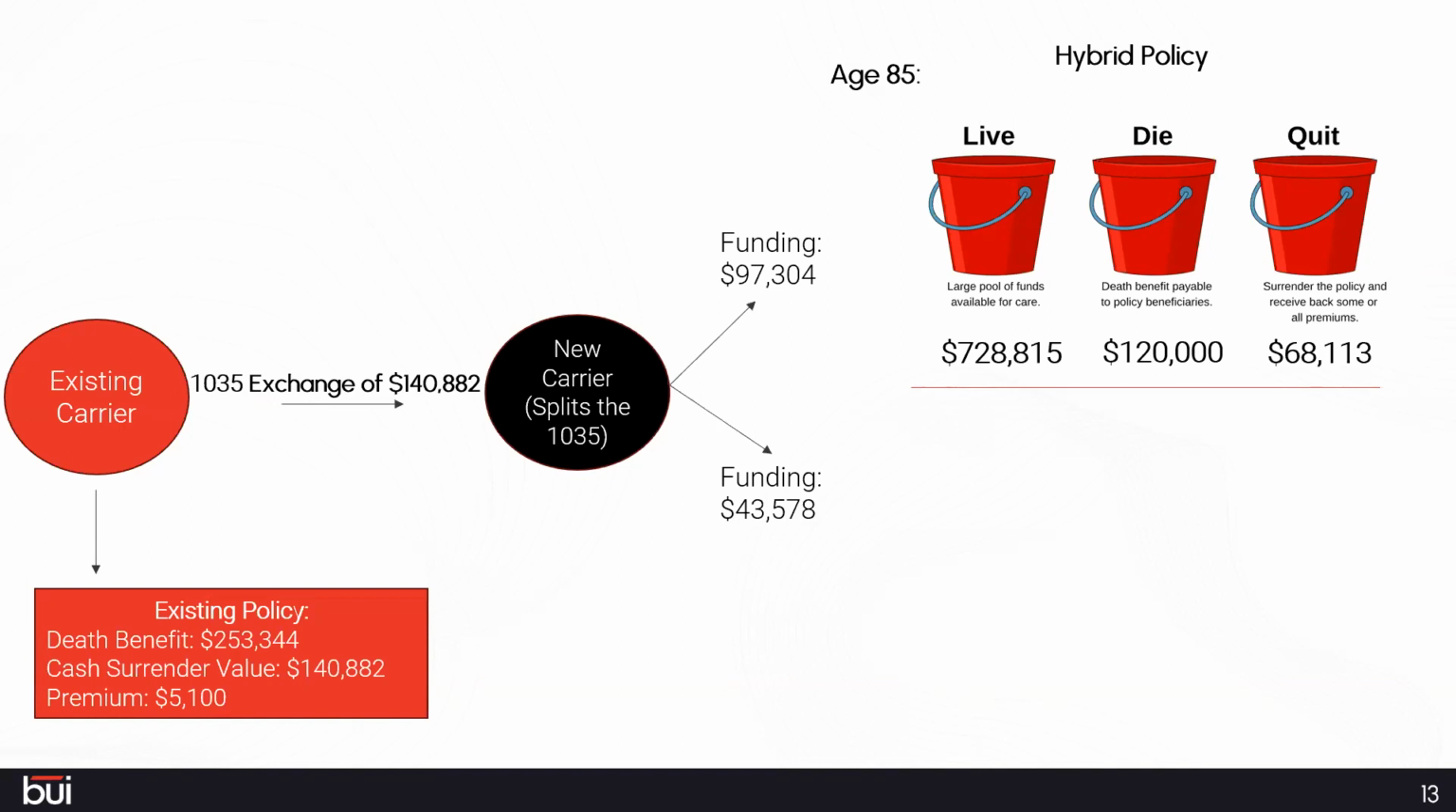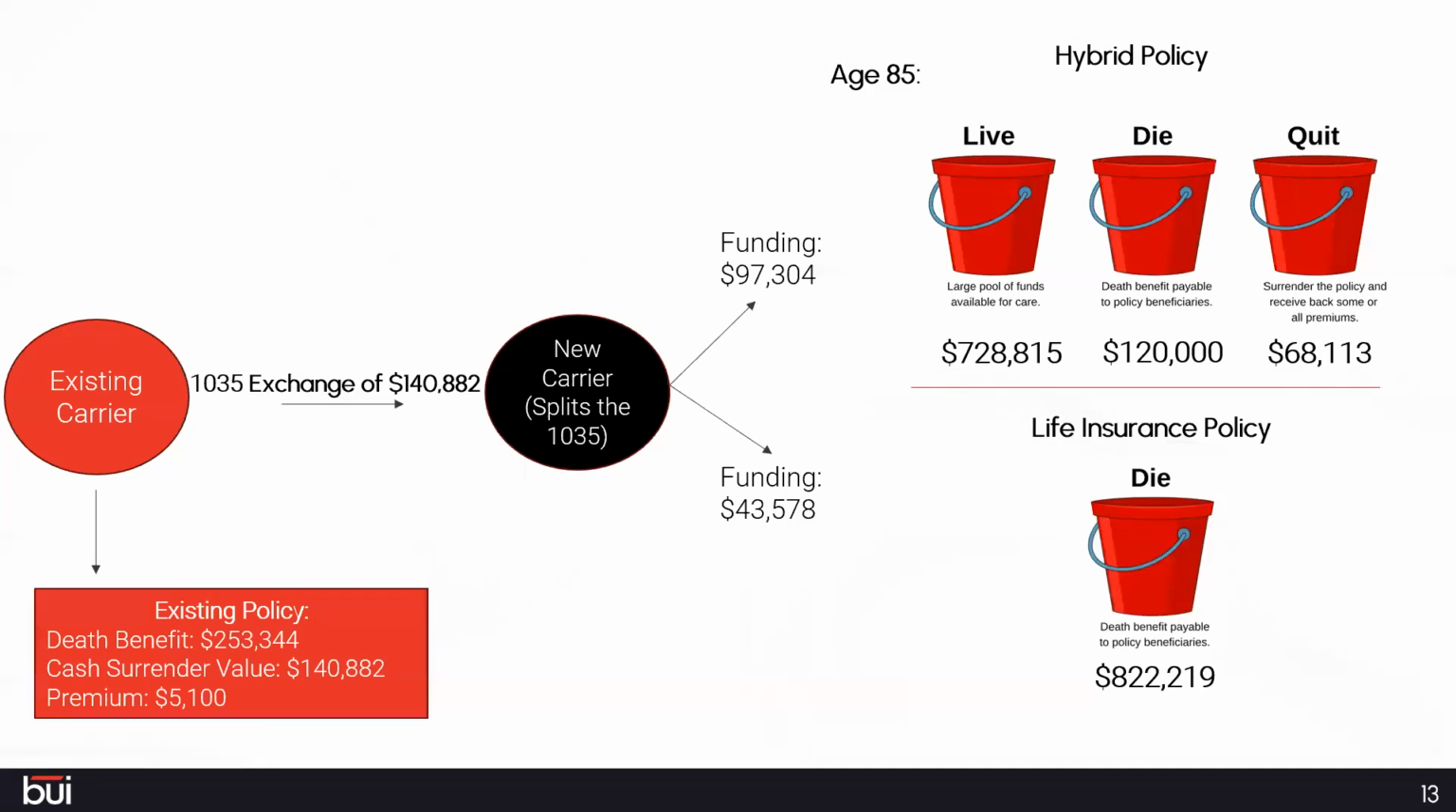So she has a robust long-term care insurance policy, and then the rest of her 1035 money gets put towards a life insurance product, a death benefit focused product. In this case, for her same premium of $5,100, she has a guaranteed no lapse death benefit of $822,000. So she has increased her legacy by at least $568,000, plus secured her future in terms of care and not becoming a burden to her children.